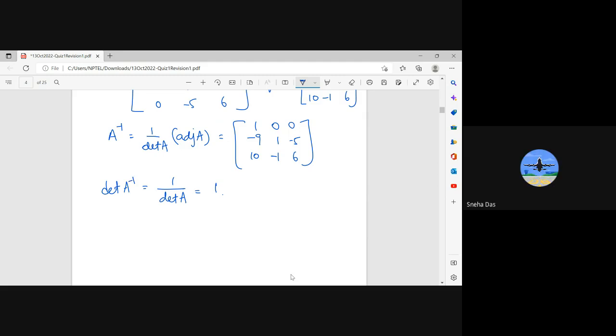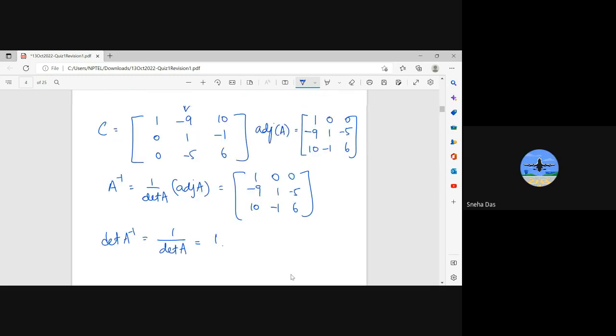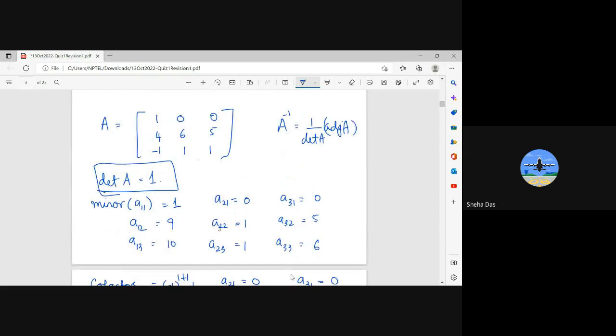Ma'am, in minors we didn't take determinants, right? We just eliminated that row and column and multiplied the remaining entries. No, we are finding the determinant of the remaining submatrix. That's how you get 6 into 1 minus 1 into 5. Okay, I was confused. Now is it clear? Yes.